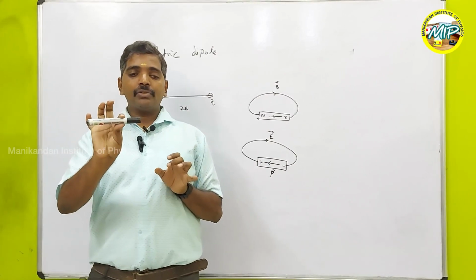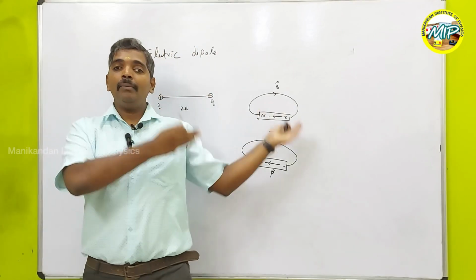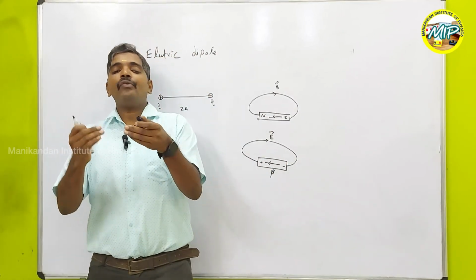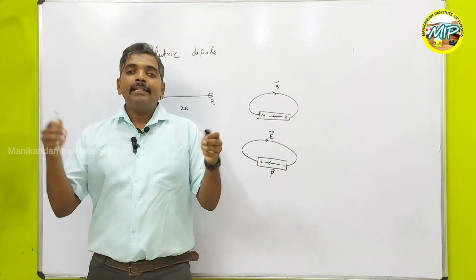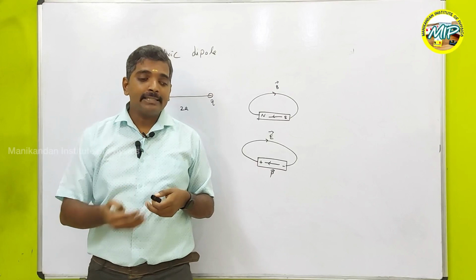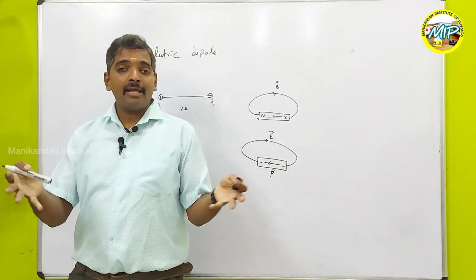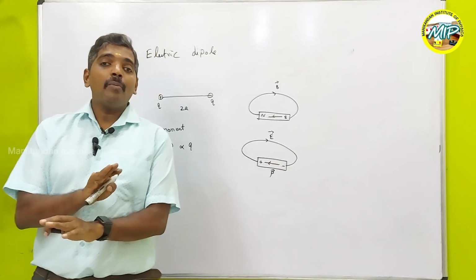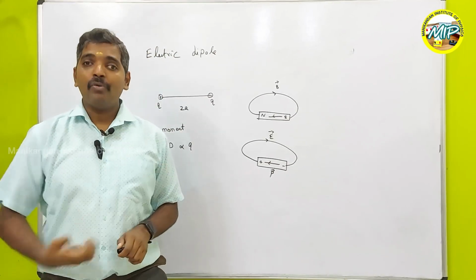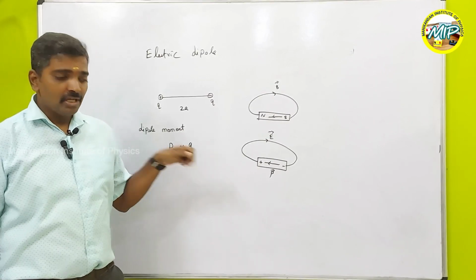If you compare these two, I have to do more work compared to the previous case, because if the magnitude of the charge increases, the interaction, the strength of the dipole, also increases. If the strength of the dipole increases, I have to do more work to separate them. So your dipole moment is nothing but the strength of the dipole, and it depends upon the magnitude of the charge.